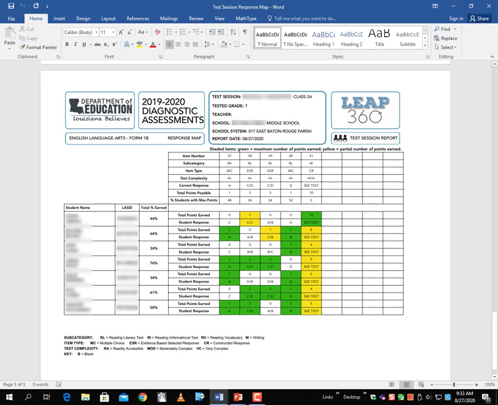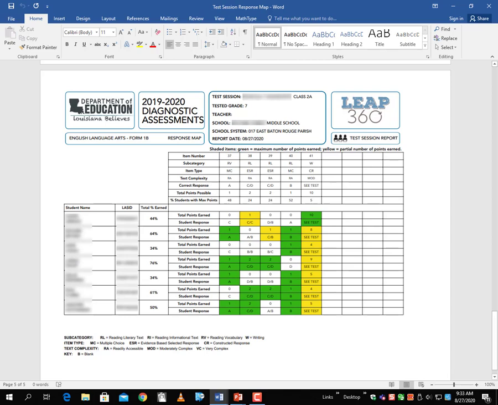All right, so all I did at this point was just show you that for this particular test, which was English Language Arts Form 1B for grade 7, this teacher for the first 7 students would have to go through each of those pages to see their response. Then on the next page, you're going to go through the other 7 students, and then the other 7 students, and so on. So this report can be pretty lengthy.